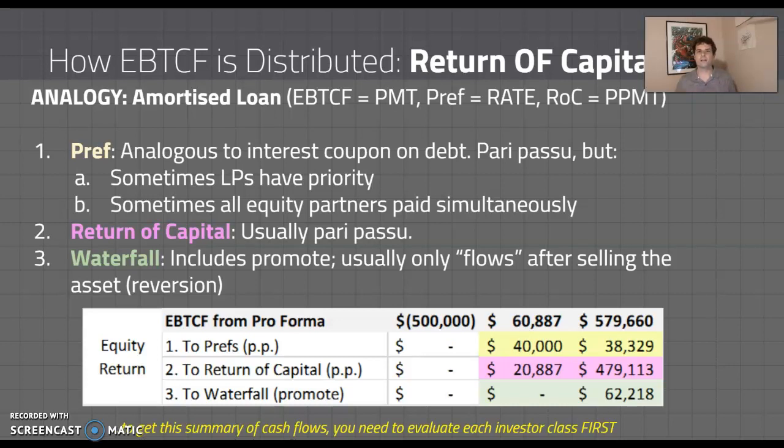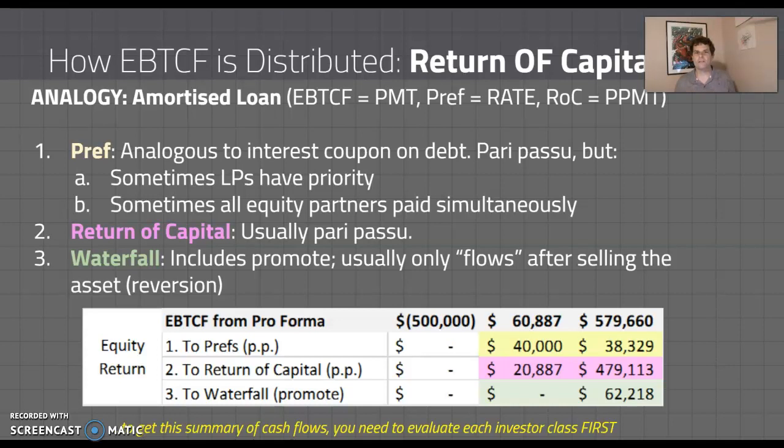If there's money left over after paying the prefs out to all of the equity partners, then the remaining money is distributed as a return of capital. It pays down the initial investment stake taken by each partner. And this is almost always pari passu. But sometimes there are contracts where you just pay down the outside investors first and the general partner doesn't receive any money. In that case, they will likely not receive any money till the very end of the deal.